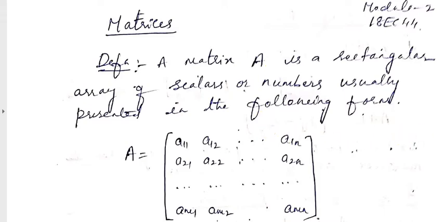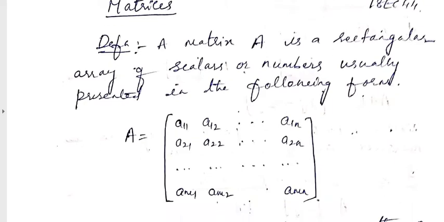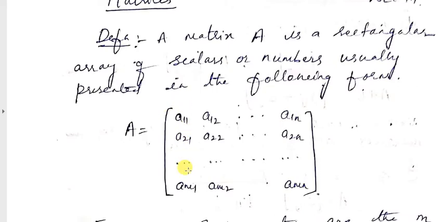That is, A is equal to a11, a12 and so on up to a1n, a21, a22 and so on up to a2n, and so on up to am1, am2 and so on up to amn. So this is the rectangular array of numbers or scalars. The horizontal lists of scalars are called the rows and the vertical lists of scalars are called the columns.